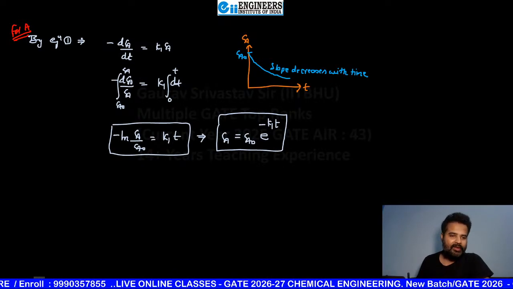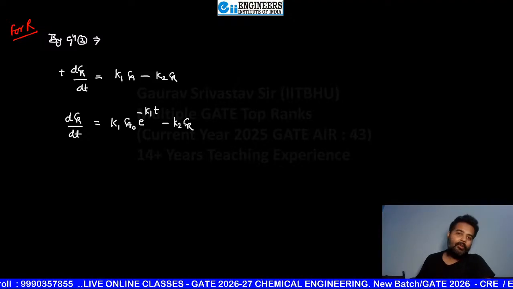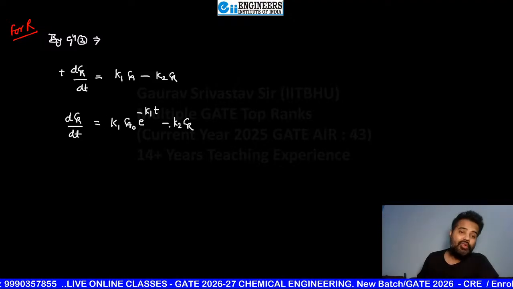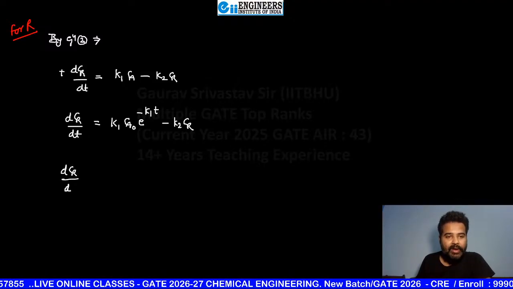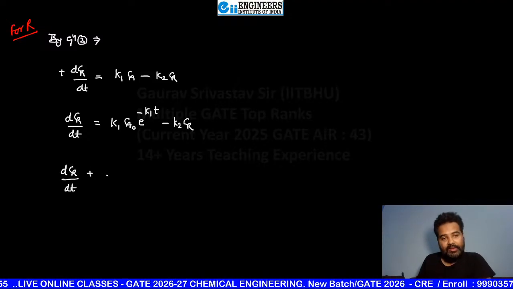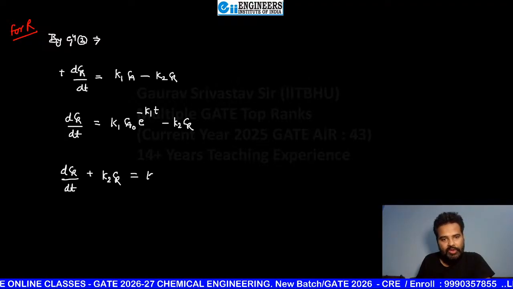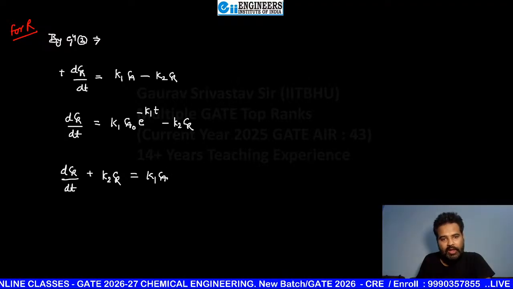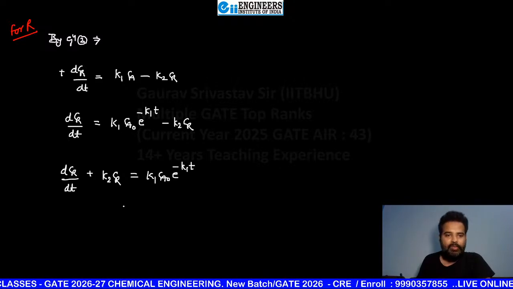E raised to power minus K1t and minus K2 Cr. Now, integrating factor technique you are going to use here. So you can rearrange this equation as dCr by dt plus K2 Cr equals K1 Ca naught e raised to power minus K1t. So please solve this, beta.